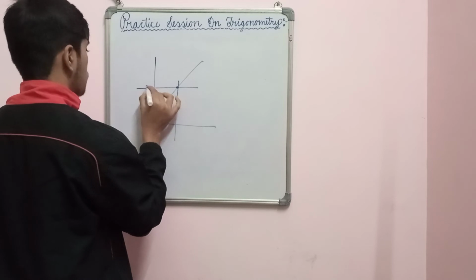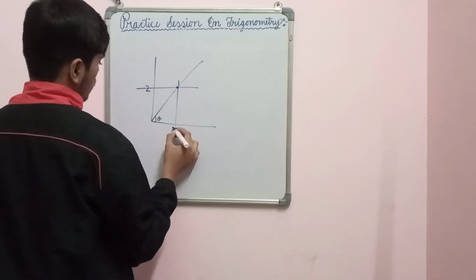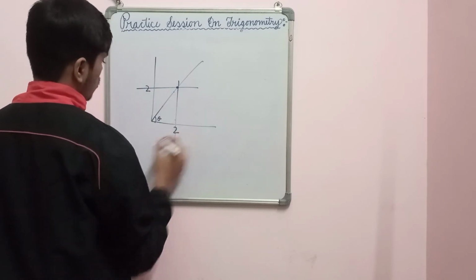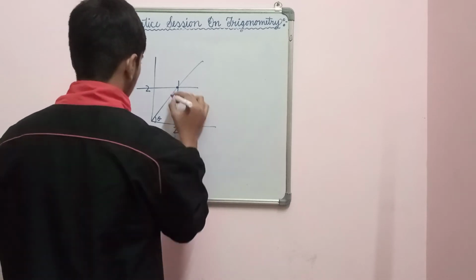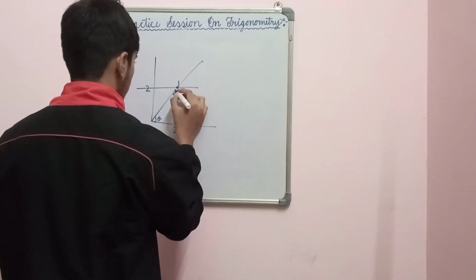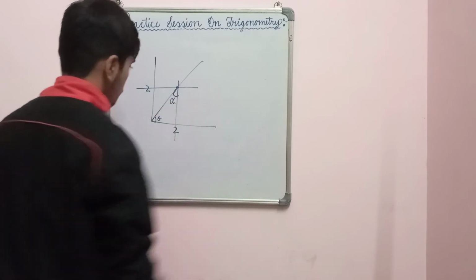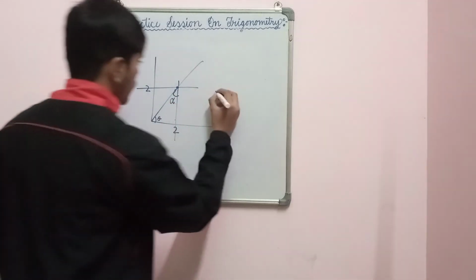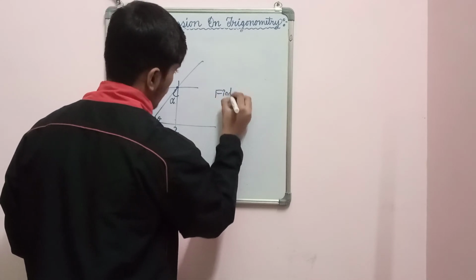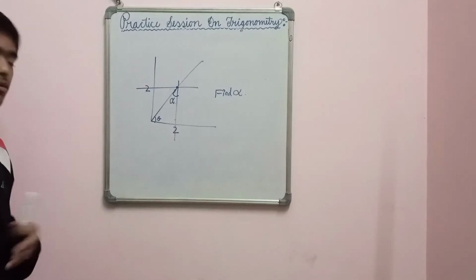Okay, this is 2 and this is also 2. Now you have to find this angle. Let us say this angle is alpha. You have to find alpha. How will you do it?